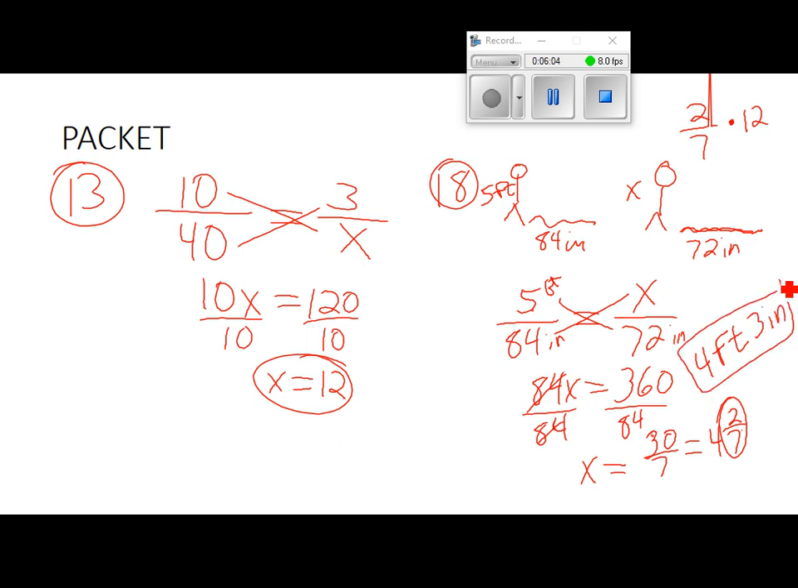So anytime you get an answer like that, take the fraction part or the decimal part. Whoever gave me the decimal answer from the beginning, you could have just taken that decimal part, multiplied it by 12, and that would tell you how many inches there are in that part. Next question.